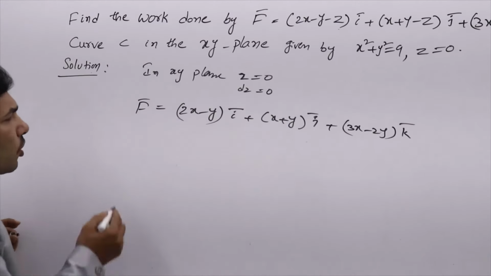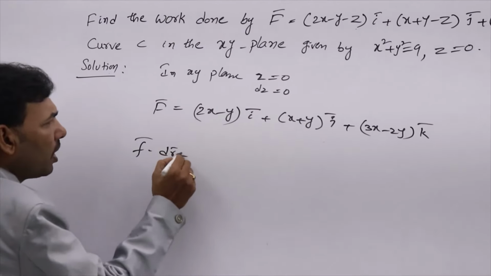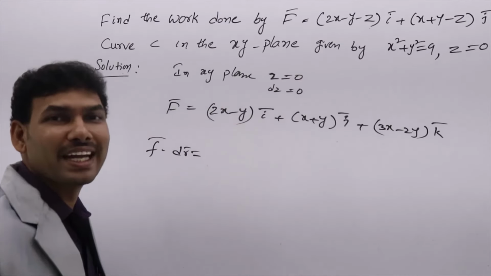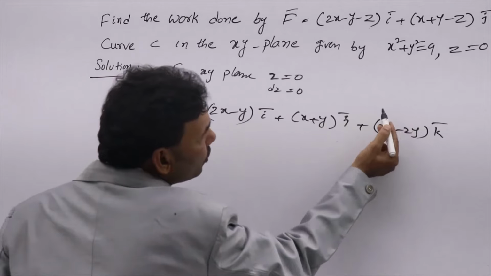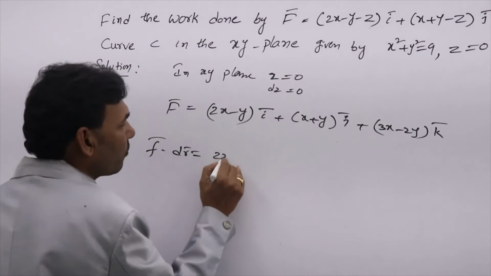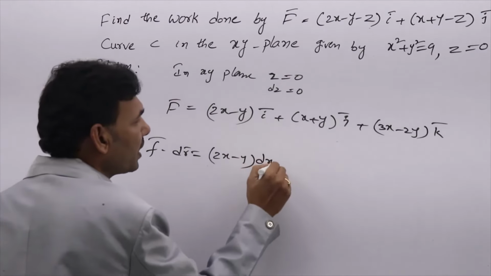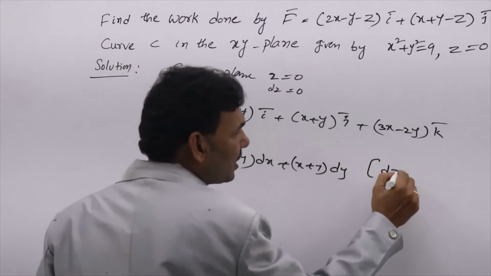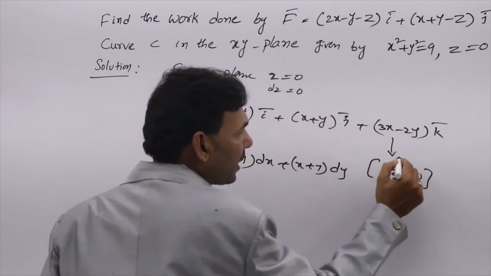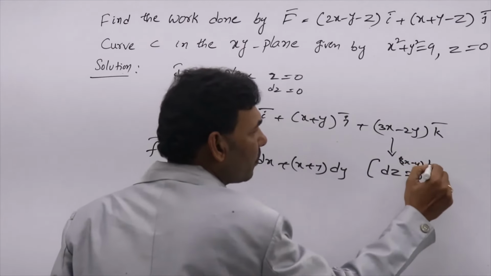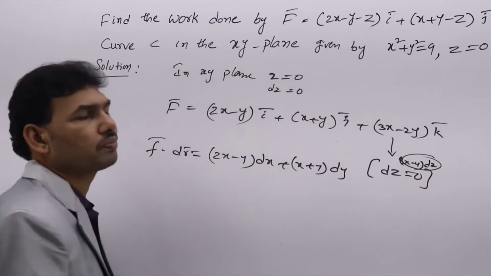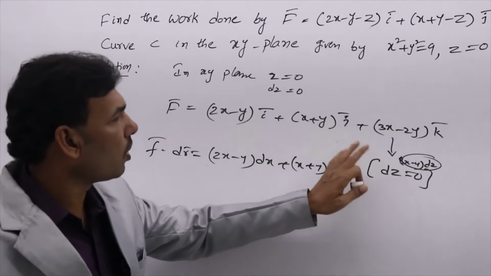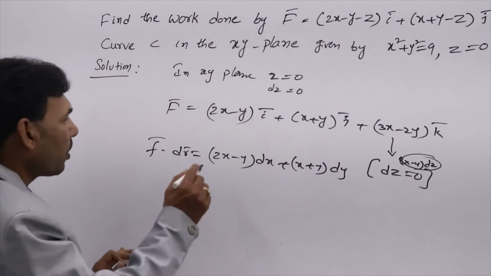But what happens with dz = 0? In F bar dot dr bar, you will get i dx, j dy, and k dz. Because dz = 0, you do not need to write the last term; these two terms are enough. So F bar dot dr bar is (2x minus y) dx plus (x plus y) dy. Because dz = 0, the term (3x minus 2y) dz becomes 0. This is F bar dot dr bar.